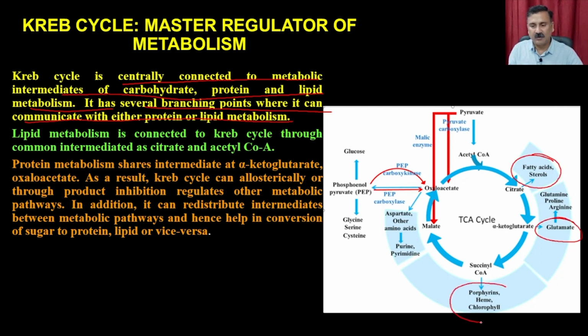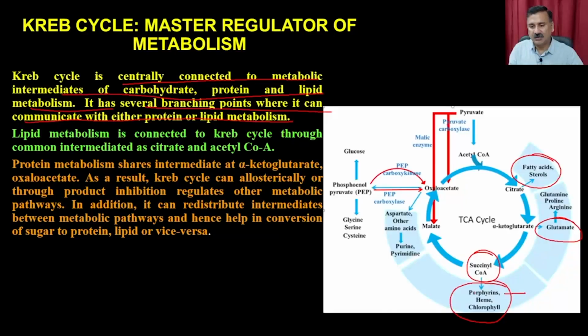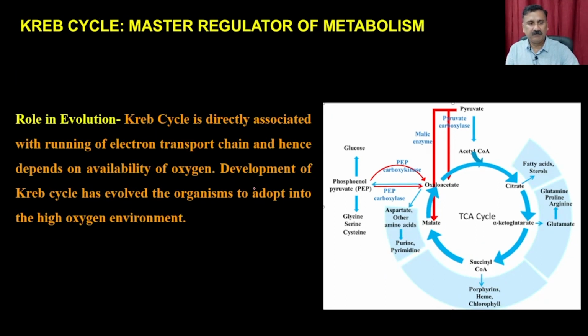And then it is also connected with heme synthesis. So succinyl CoA can be utilized by the many enzymes involved in heme synthesis, and that's why it is utilized for heme synthesis. Similarly, you can also see that it is involved in the production of nucleic acids. So that's how the Krebs cycle is communicating with many types of pathways.